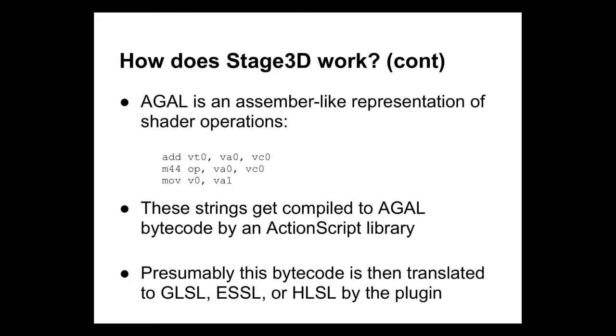And actually, these strings of similar notation are compiled into a bytecode format by an ActionScript library. So actually, Stage3D and the Flash plugin only receive the bytecode, not the strings, which should stream out as a really good point to do inline mutation, or perhaps generational fuzzing as well.